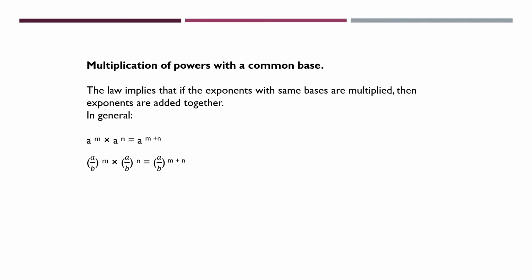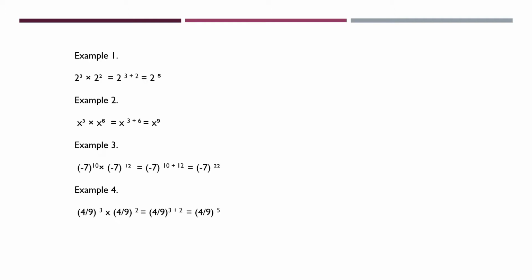(a/b)^m × (a/b)^n = (a/b)^(m+n). We will consider some examples. 2^3 × 2^2. Here the bases are same, so we will add the exponents, that is 3 and 2. So we will add the exponents 3 plus 2. So the answer will be 2^5.